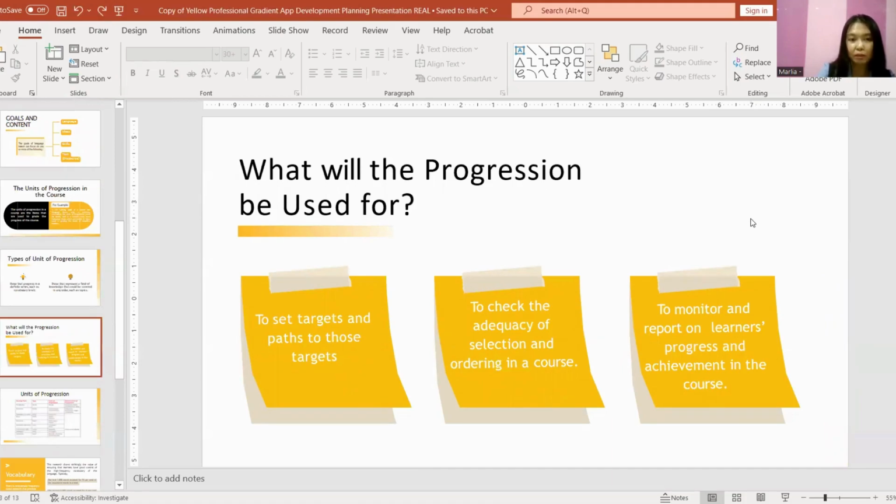And what will the progression be used for? The first is to set targets and paths to those targets. If you don't use the unit of progression, then we don't have a set target. And the second is to check the adequacy of selection and ordering in a course. And the last, to monitor and report on learners' progress and achievement in the course.